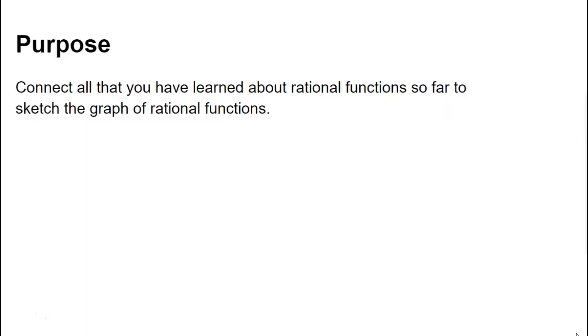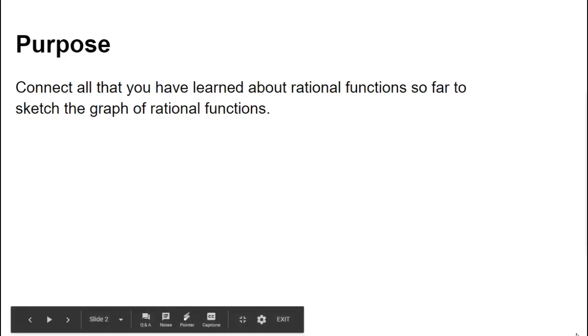This lesson is a practice understanding task, which takes concepts you have been working on and applies them to new situations. The purpose of this lesson is to connect all that you have learned about rational functions so far to sketch the graph of a rational function.